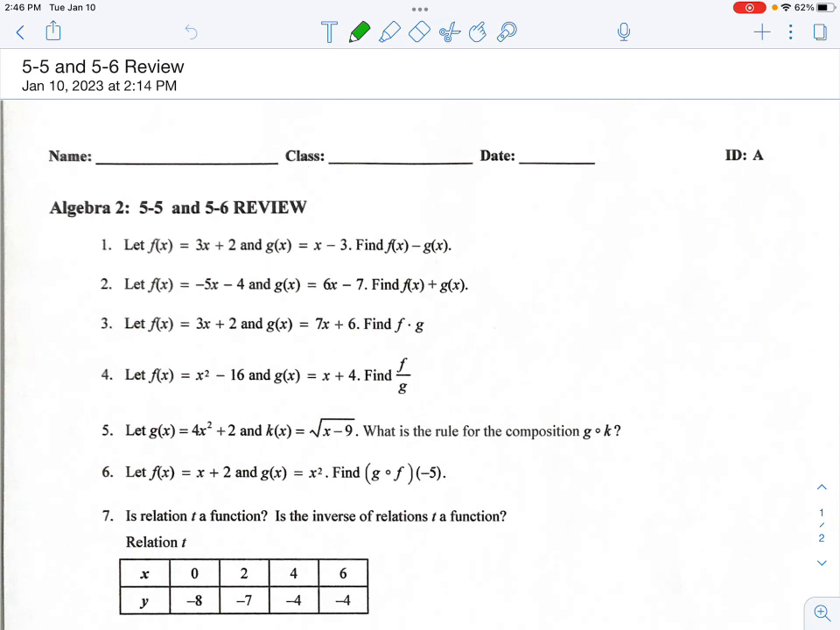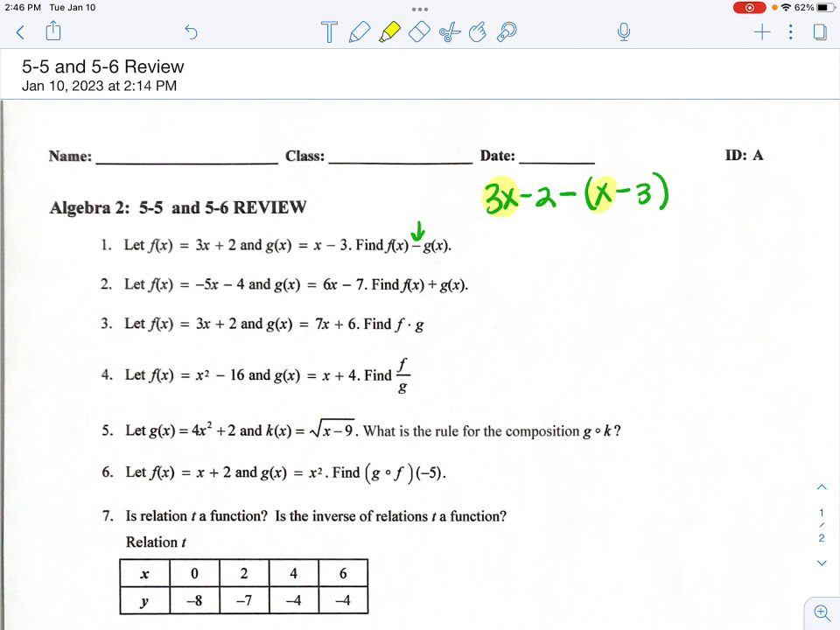So I can see on number 1, they're asking me to subtract f of x and g of x. So I know that I'm combining like terms. If it helps, write them out. 3x minus 2 minus, be careful with your negatives, (x minus 3), right? We have to be careful that we're subtracting appropriately. So that's why I put those parentheses there.